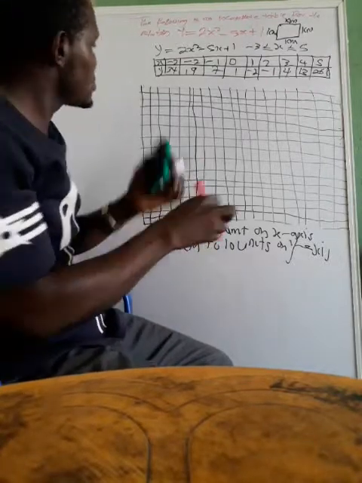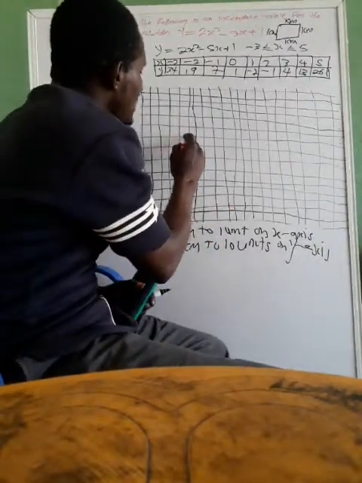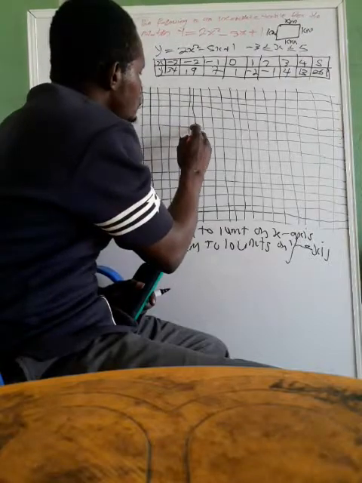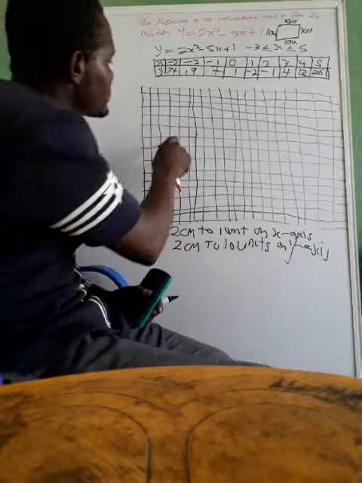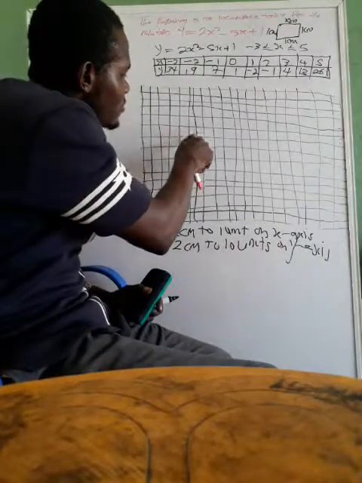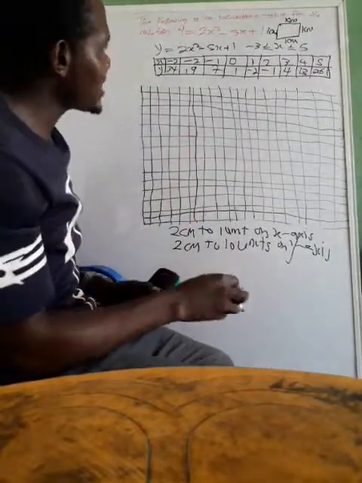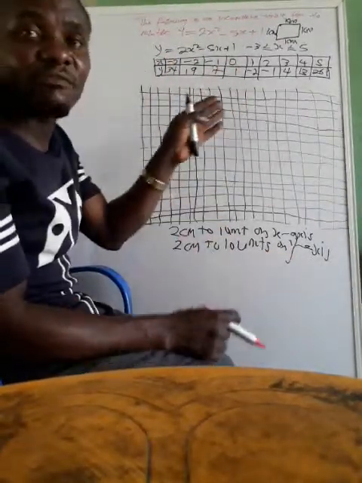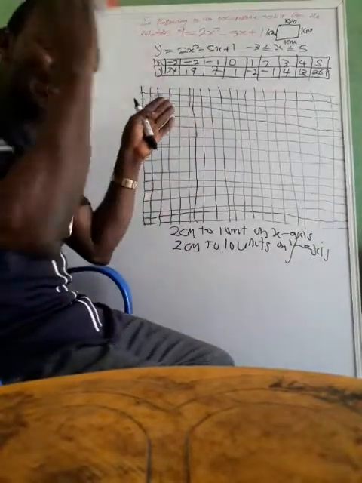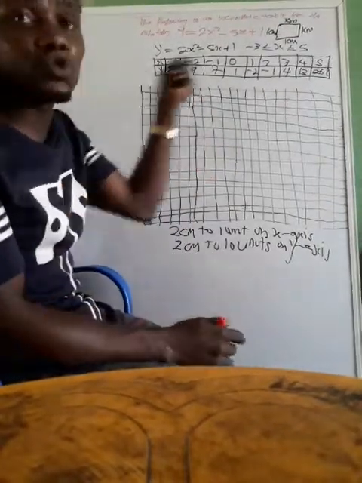I'll be taking this one as 1 centimeter, this as 2 centimeter, then replace as what? 1. If I replace from here to here as 1, then from here to here will be 2, like that. Now, in the earlier video I said that you use a vertical line to divide horizontal values.